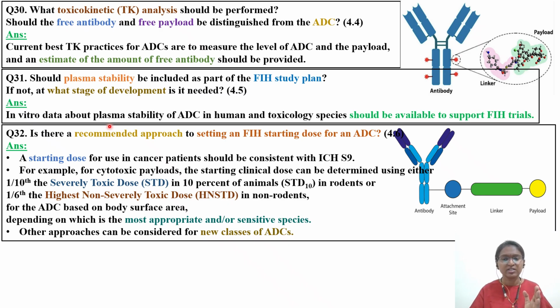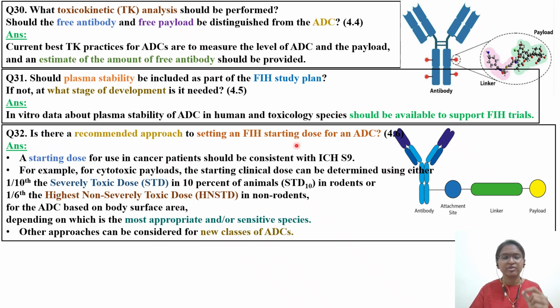So what the agency is answering is, ICH states that in vitro data about plasma stability of the ADC in human and toxicology species should be available to support the first in human trial. So this TK data, plasma stability data, the concentration of the free antibody, all this data needs to be available at the time of the first in human dose. Before initiating first in human, you need to have this data.